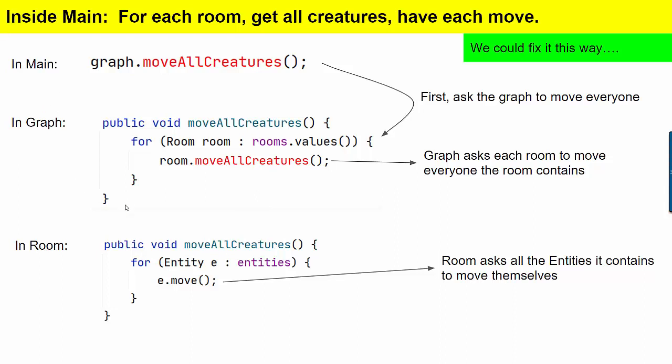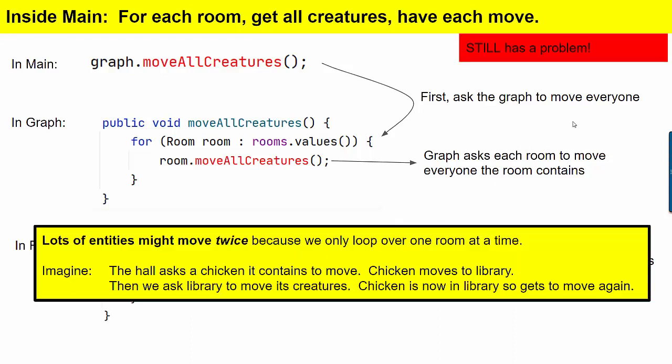And then a room, because it's got a list of all the creatures, loops over the creatures and tells each one to move. So this is sort of a nice way of separating out the responsibilities. But there's still a big problem here, which is a lot of entities might move twice because we're looping over rooms one room at a time, and we're updating the rooms live as the creatures are moving.